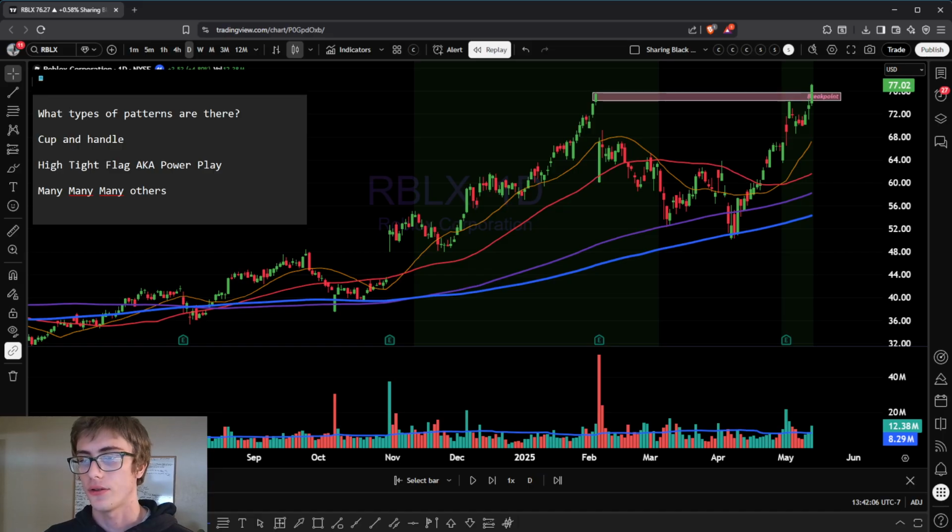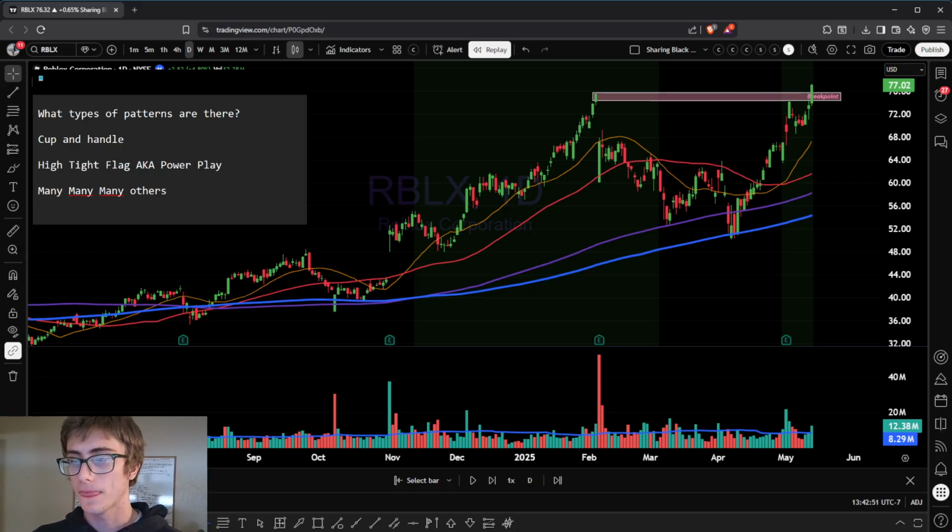What types of patterns are there? Well, there's cup and handle, which is on the screen. There's high tight flag, which I'm sure you've heard of, also known as power play. And there are many, many others. My point is, there are probably 100 patterns you could learn, and it doesn't benefit you to learn every pattern. What benefits you is to learn the characteristics of a good pattern. A cup and handle is a pretty common one, and it's a good one because generally it carries the characteristics of a good pattern.